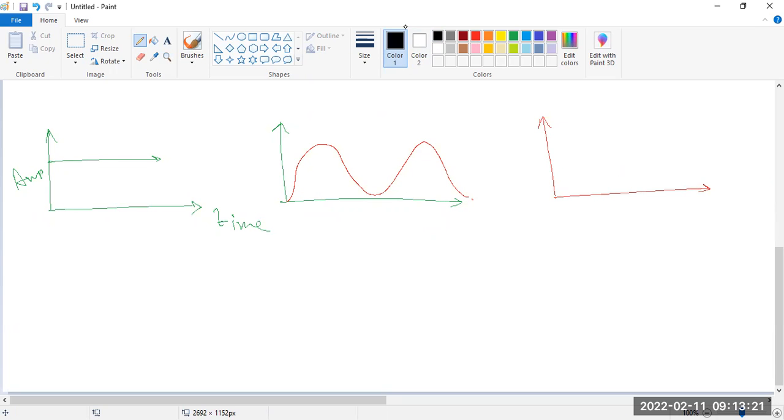Hello, anyone? Please tell me, is that an AC signal or is that a DC signal? DC signal. Yes, tell me. All signals are DC. Yes. Okay, fine.